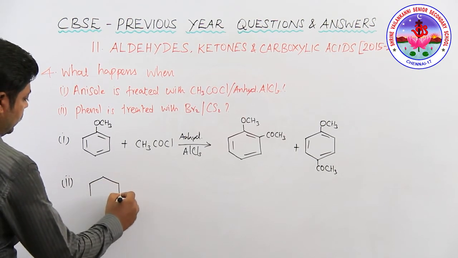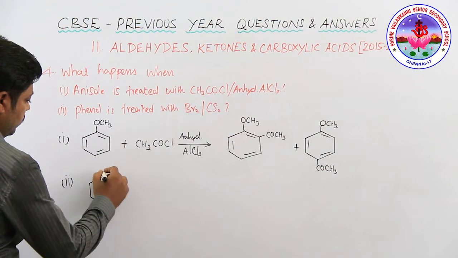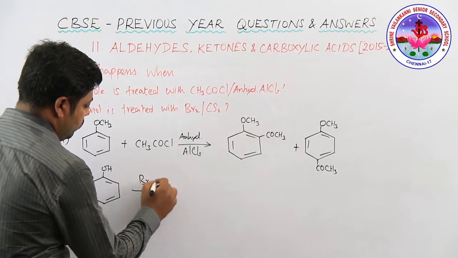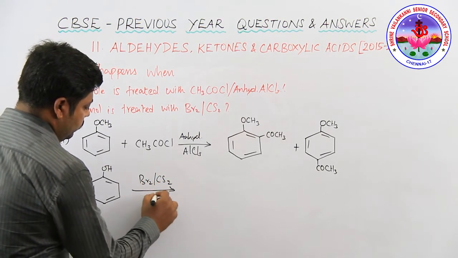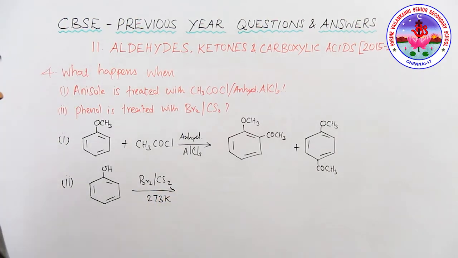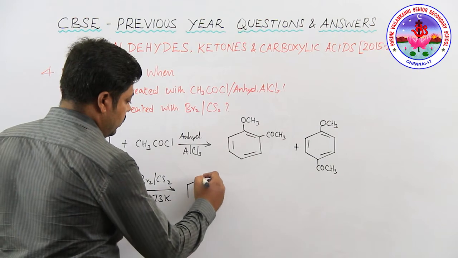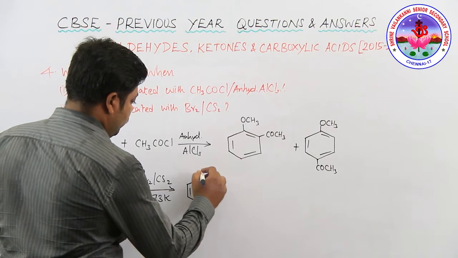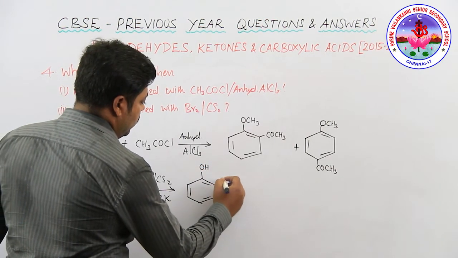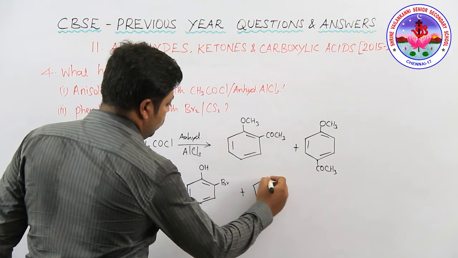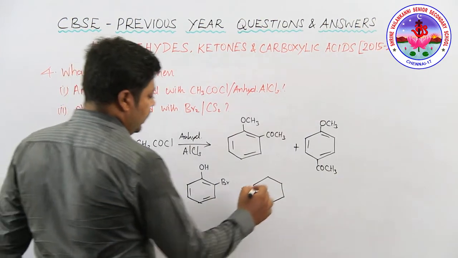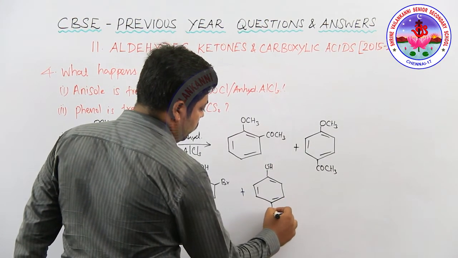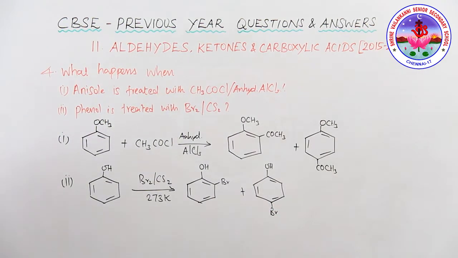Phenol treatment with bromine water and carbon disulfide. So, Br2 and CS2 at 273 Kelvin temperature, you will get 2-bromophenol and 4-bromophenol, simply called ortho-bromophenol and para-bromophenol. So this is the reaction.